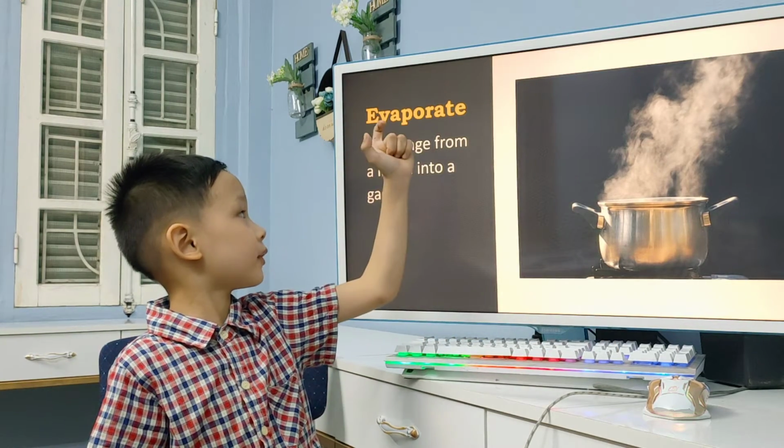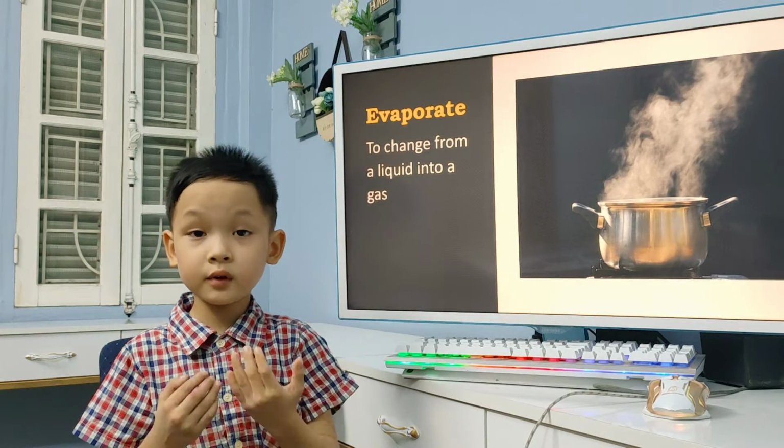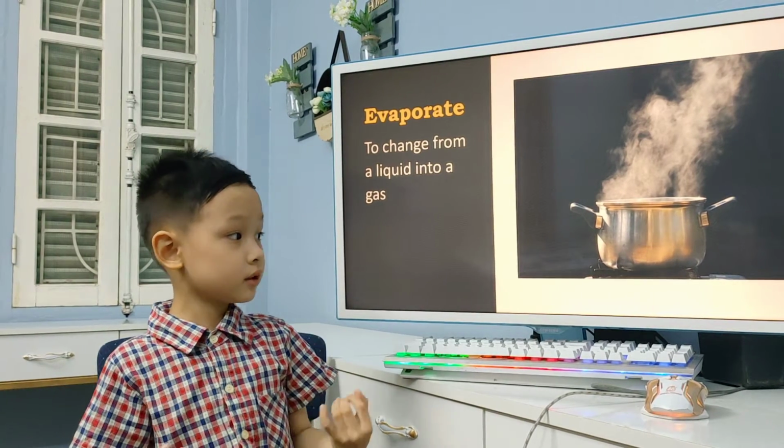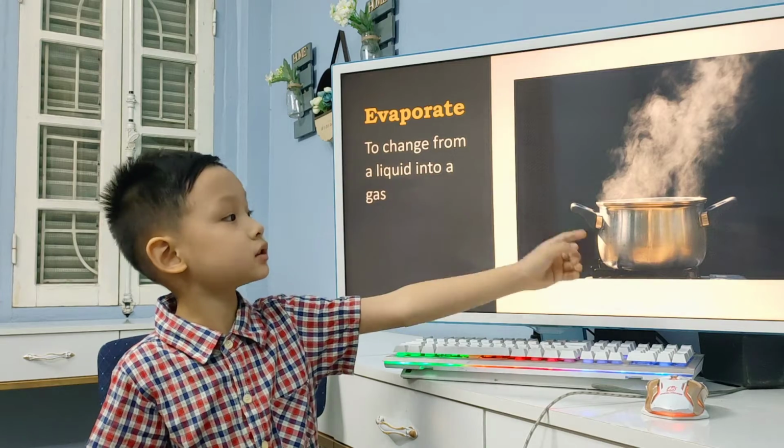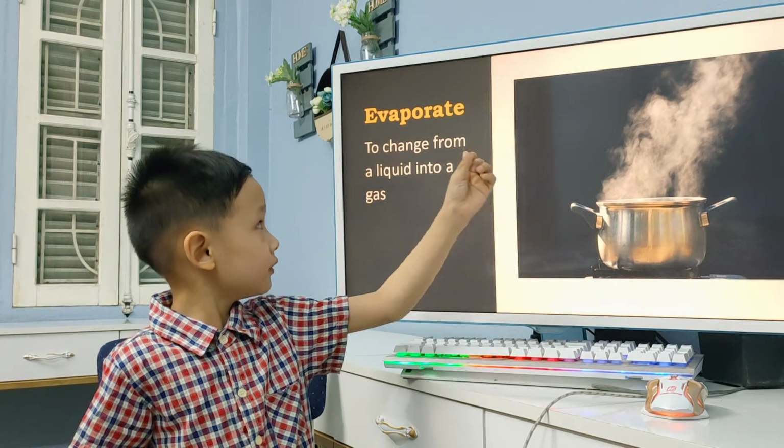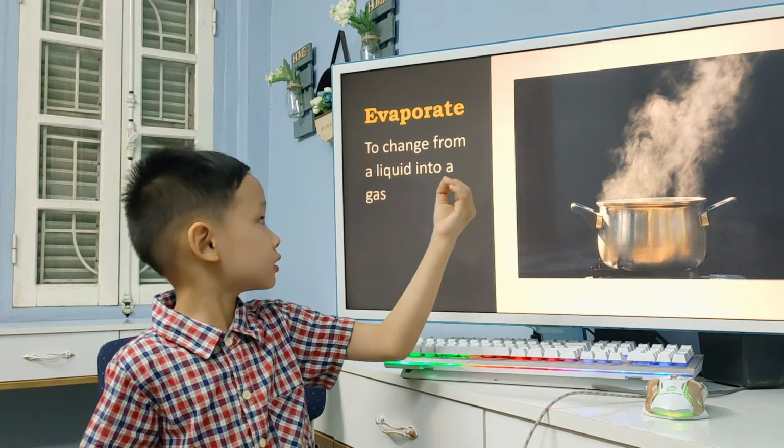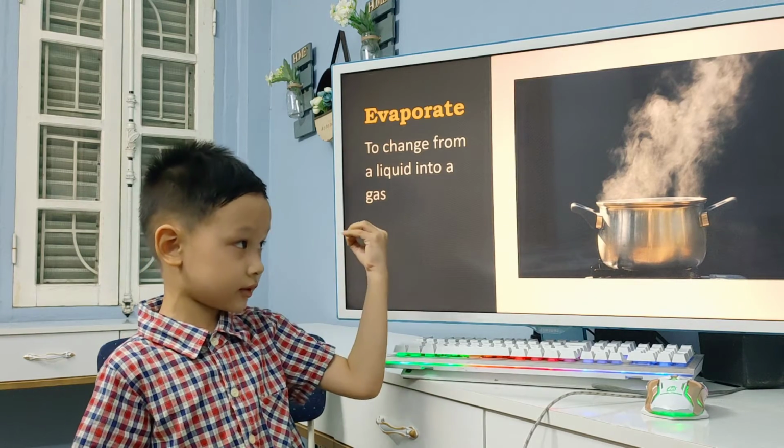And evaporate: to change from a liquid into a gas. You see, when the pot is boiled, the water turns into a gas.